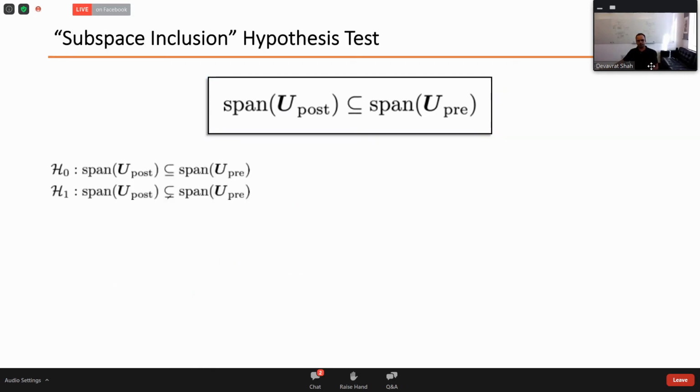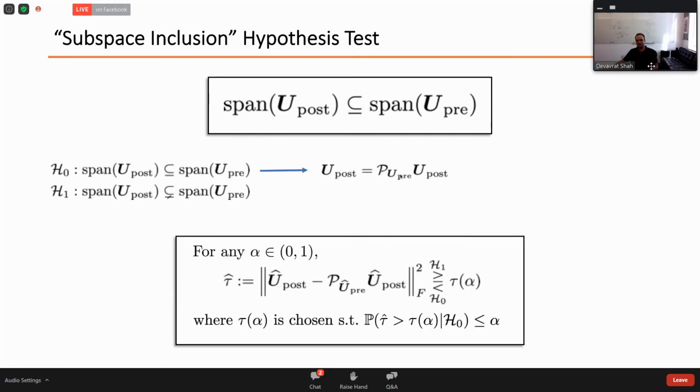Okay, as I mentioned a second back, this enables us a very clean hypothesis test. In particular, this condition implies that if I take my U post and then project it on the space of the singular vectors obtained from pre-intervention, then I should still retain it. Of course, I don't know this exactly, but I can approximately estimate it. So this gives me a test statistic.